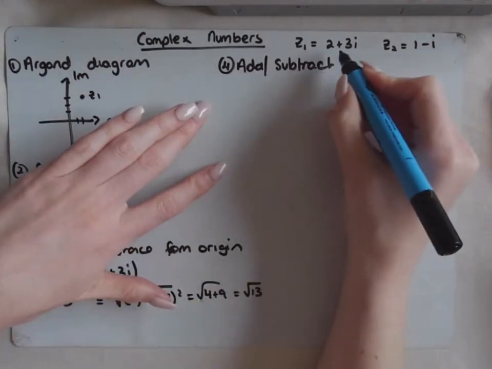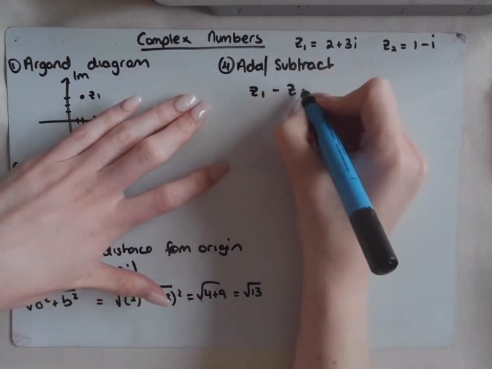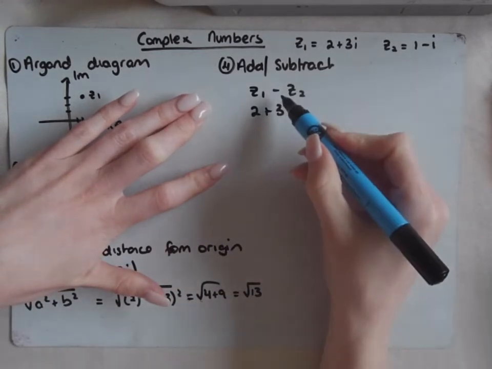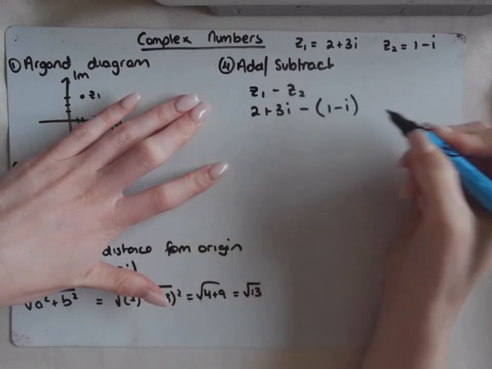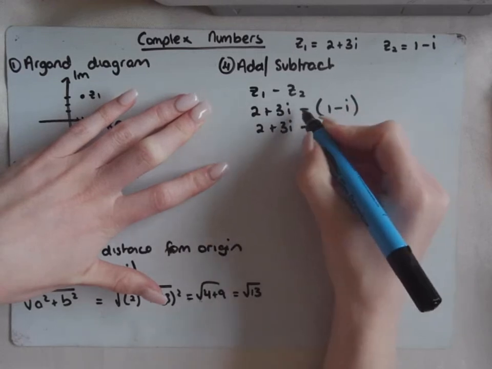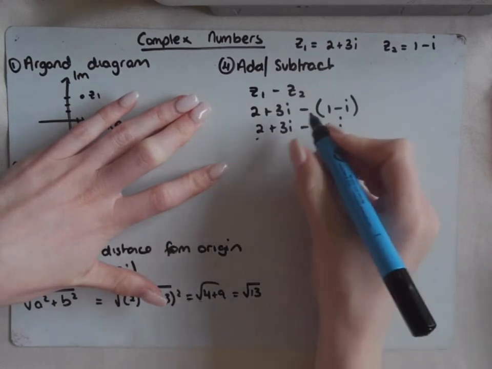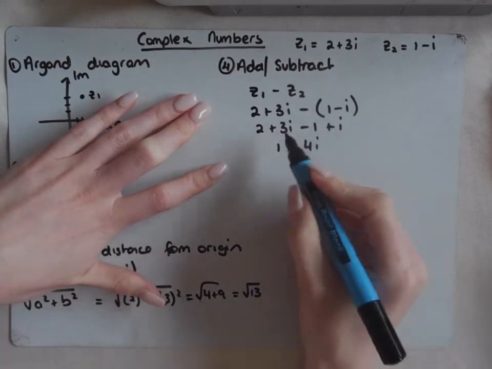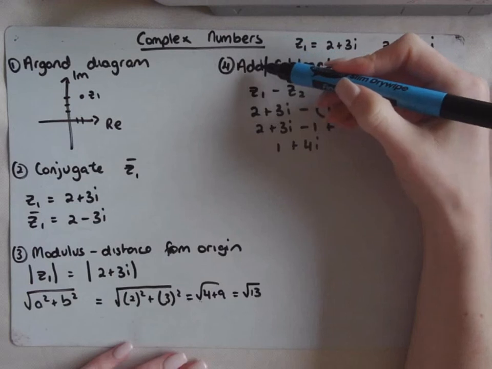So you'll see back here z1 is this and z2 is this. So if I want z1 minus z2, okay, you have to do 2 plus 3i, and they're checking, do you know that minus z2 means minus the whole complex number? So you need to use brackets. So it's 2 plus 3i, minus by 1 is minus 1, minus by minus is plus i. So you get 1, and 3i plus i is 4i. When you're adding and subtracting, all you're doing is gathering together the real numbers and gathering together the imaginaries. Okay, so that's adding and subtracting.